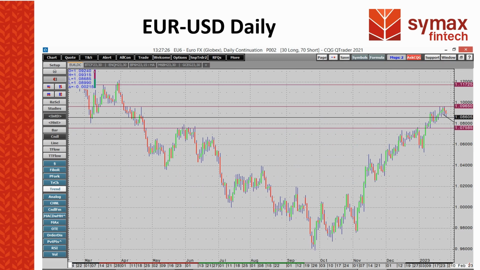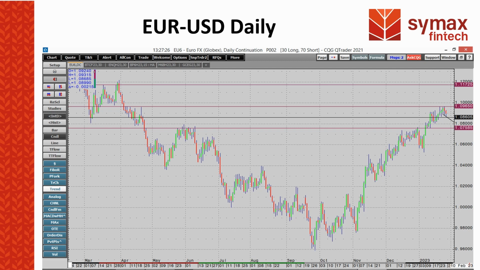Moving on to the euro, it didn't perform so well last week, as I mentioned earlier. I've got resistance at 111.72 and 109.65, support at 108.60 and support at 107.58. It just seems to really be struggling to break the 110 against the dollar.